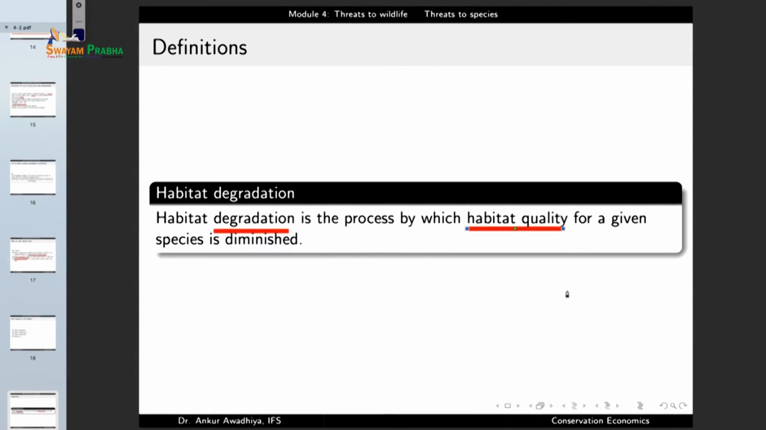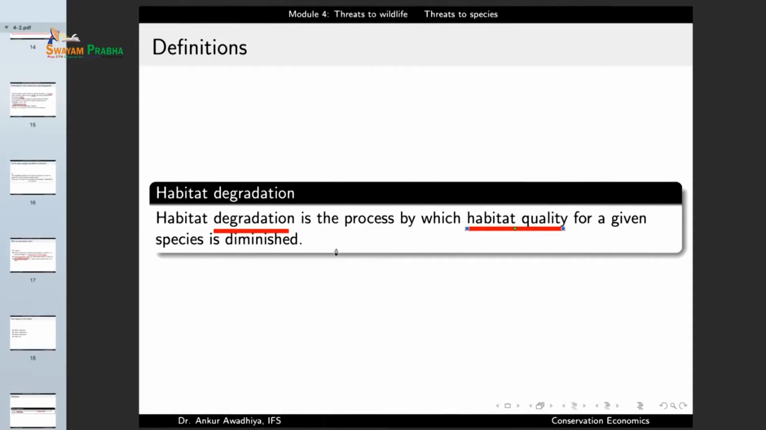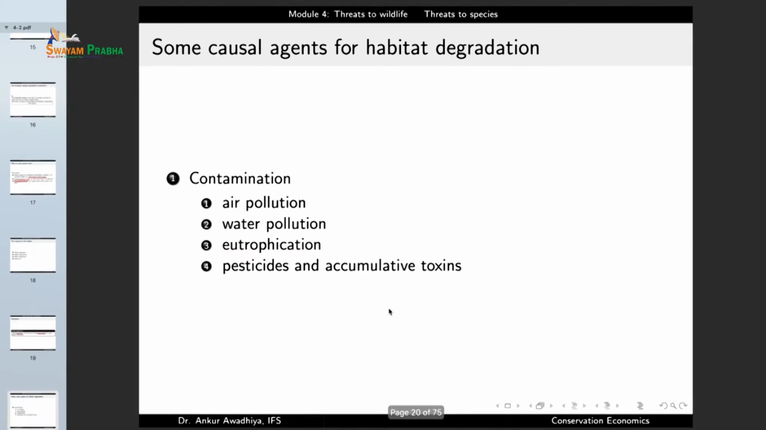Now, what do we mean by habitat quality? Suppose, consider a lake, and earlier this lake was able to support, say, 1,000 individuals. Now, in this lake, we are dumping municipal waste, because of which the habitat quality has gone down. Now, in place of supporting 1,000 individuals, it can only support 800 individuals. When such a thing happens, we say that the habitat has become degraded. The quality has gone down, because of which this habitat is unable to support the large number of individuals and species that it was able to support beforehand. So it is the process by which habitat quality for a given species gets diminished.